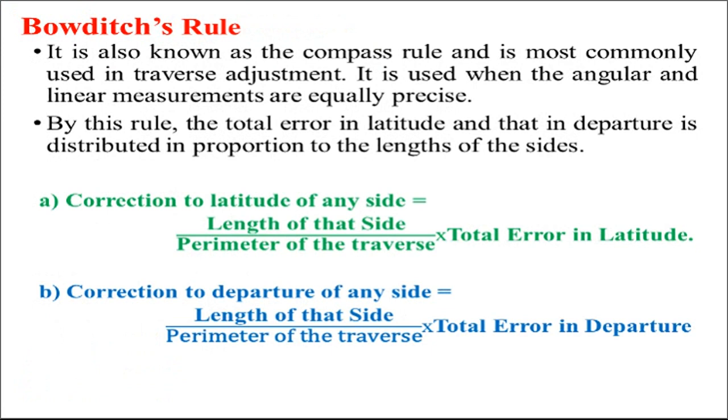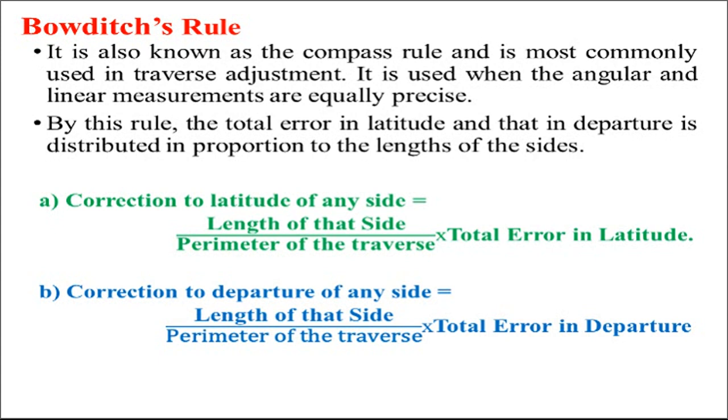First of all, Bowditch rule. It is also known as the compass rule and is most common in traverse adjustments. It is used when the angular and linear measurements are equally precise. Means when there is importance for both measurement of lengths as well as measurement of angles. By this rule, the total error in latitude and that in departure is distributed in proportion to the lengths of the sides of the traverse.